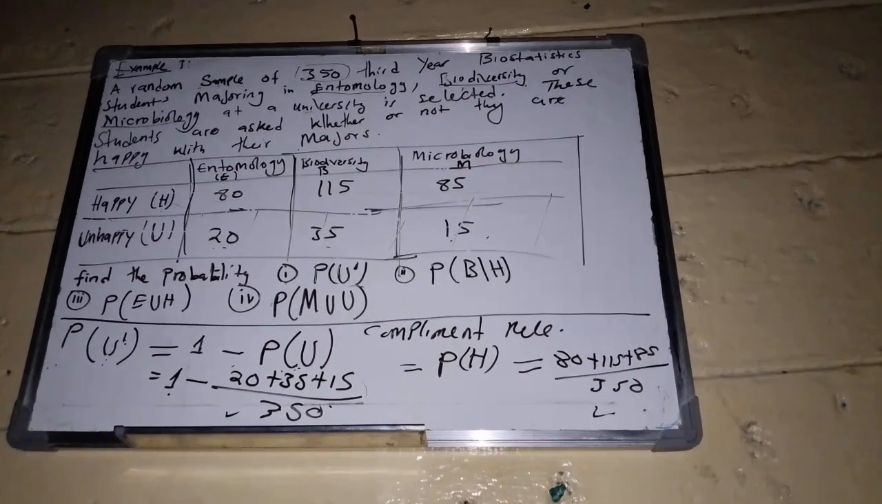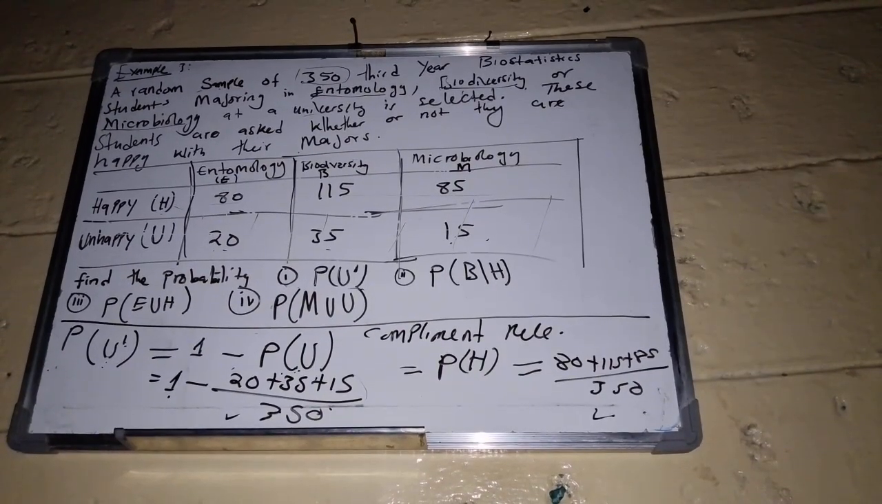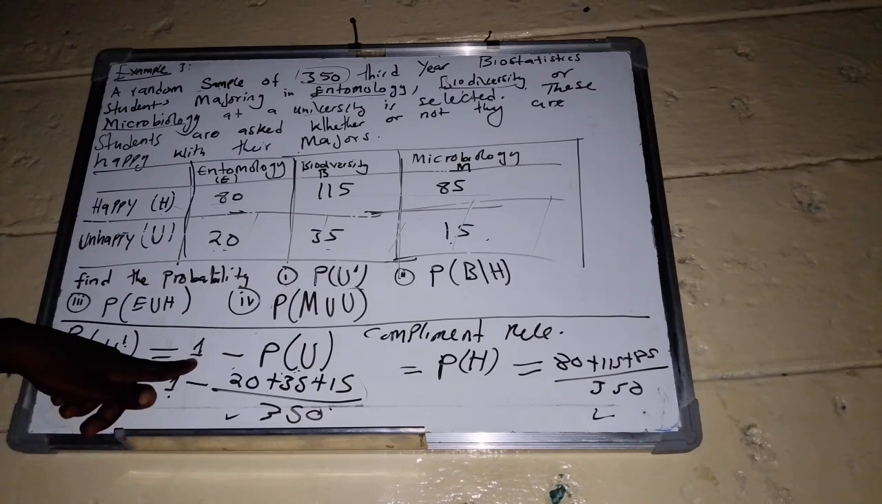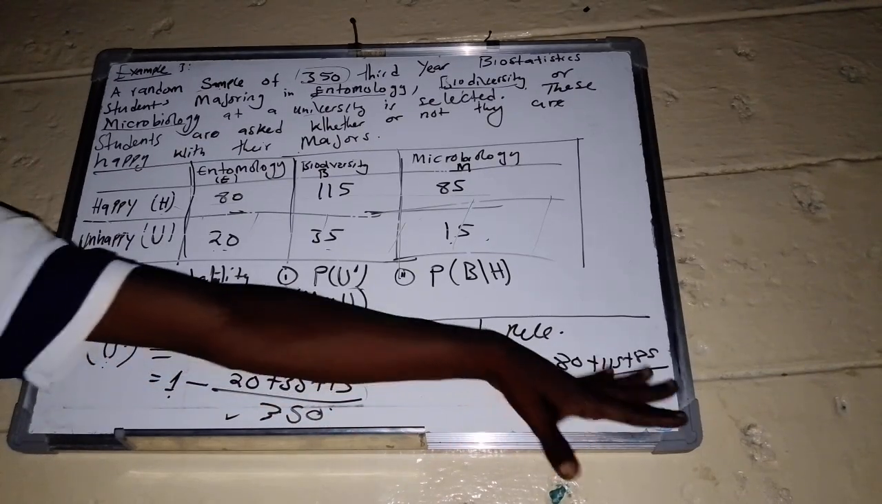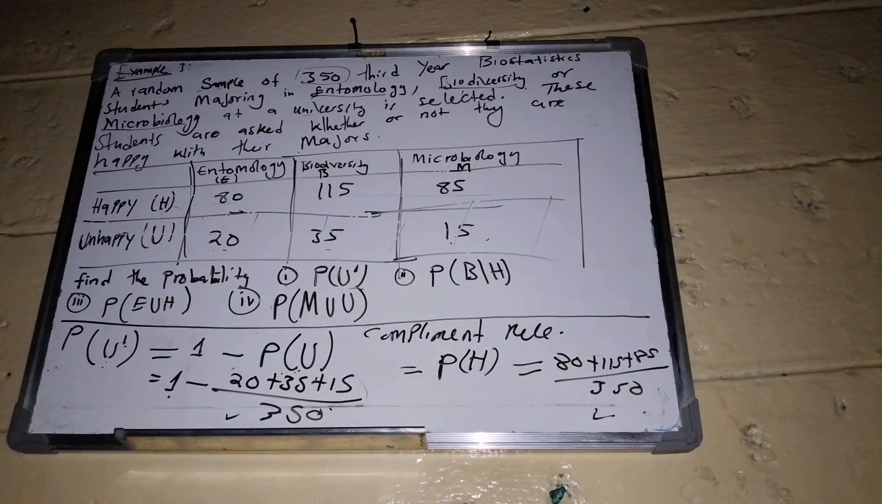Because I'm not going to completely solve the final answer, I want you to send me the final solution as proof that you've gone through my video. So as proof, send me the final solution of the probability of U complement. In both cases, the first case where I'm simply saying 1 minus the probability of U, and the other case where I'm simply saying the probability of H equals that, send me both, so we see this is indeed the same value.